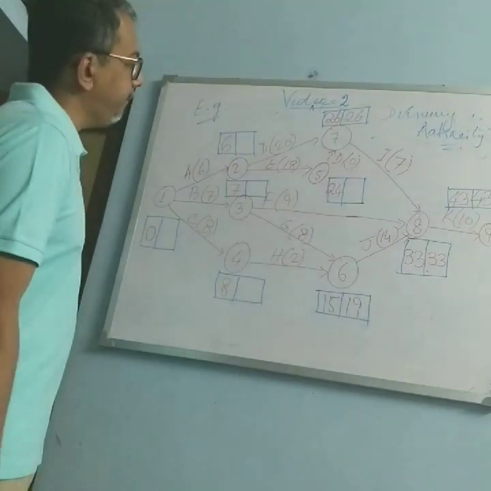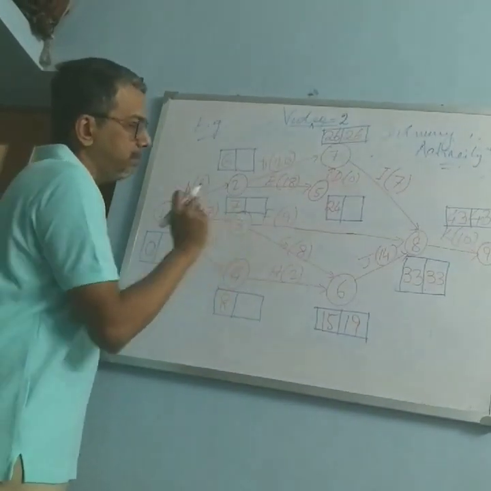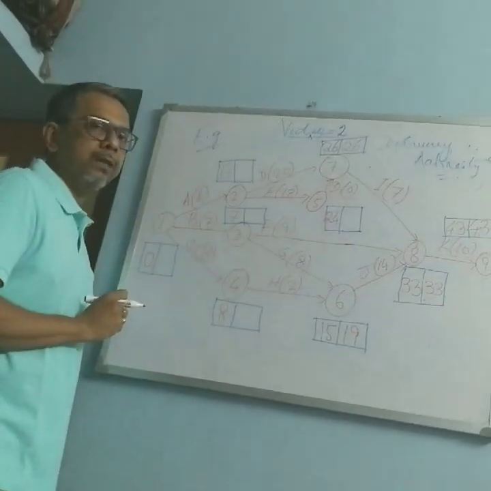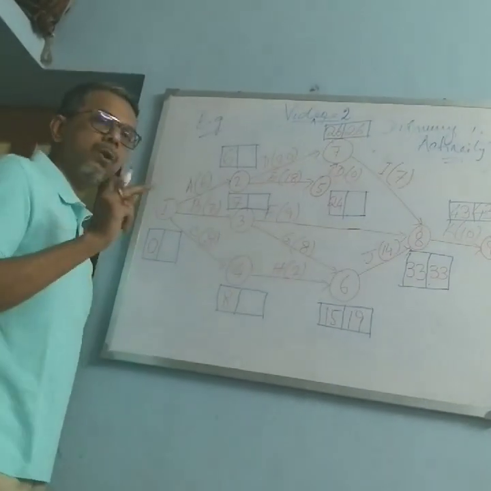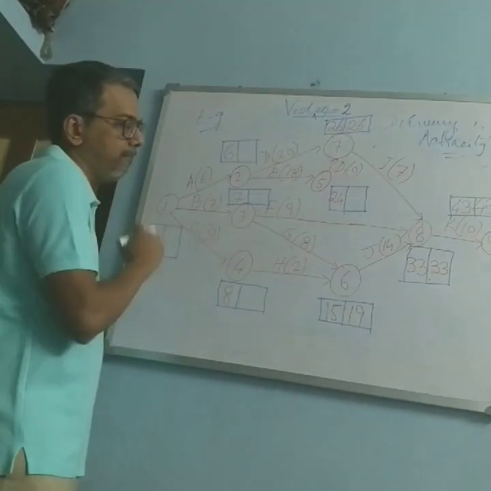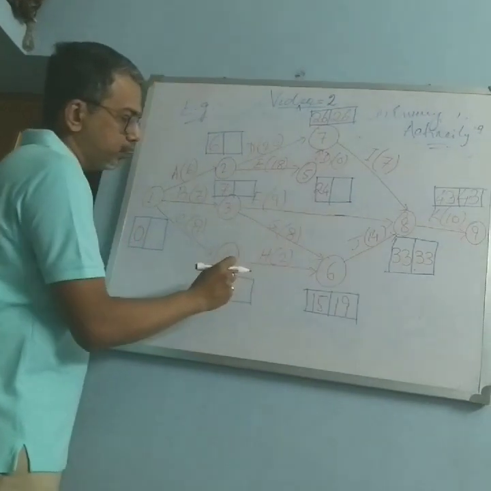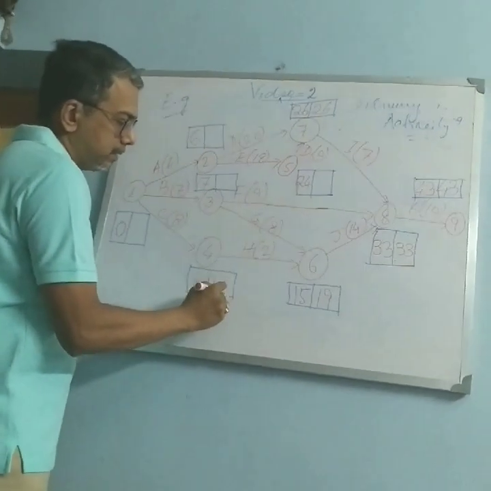But if we go to 3, then there will be 2 arrow tails. But in 4, there is only one arrow tail. So let us calculate 4. So 19 minus 2, it will be how much? 17.